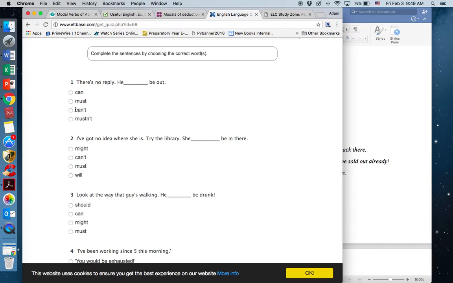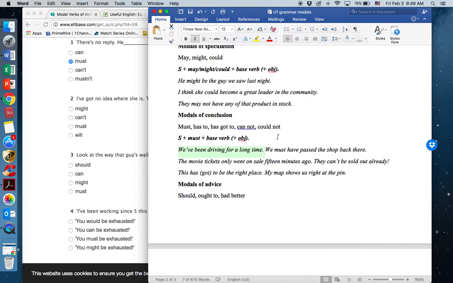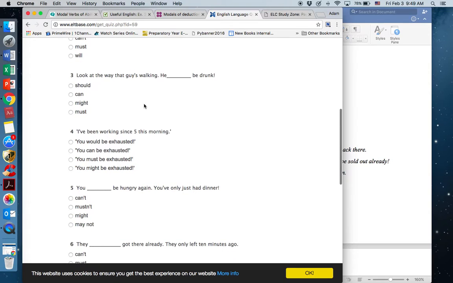There's no reply. He must be out. I've got no idea where she is. Try the library. She might be in there. We're using might. Well, not for our unit grammar, but as a conclusion, absolutely. If I have no idea where she is, I'm not certain, so she might be in there.